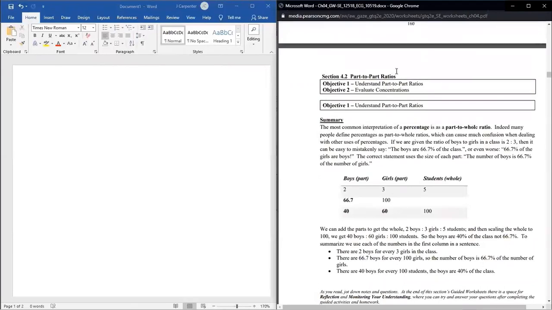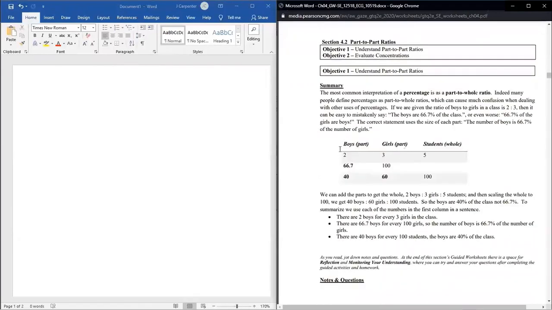So this 4.2 part-to-part ratios, this table involving boys to girls, and then as a whole, so we've got classes where in these courses, the ratio of boys to girls is always 2 to 3. So we're told this is always what happens no matter what. Is this going to be true in the real world? Most likely no. Most likely one semester is going to be completely different from a different semester. One course is going to be different from another course.